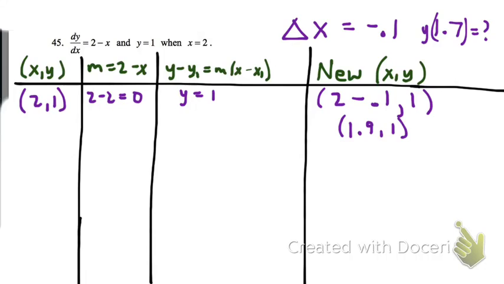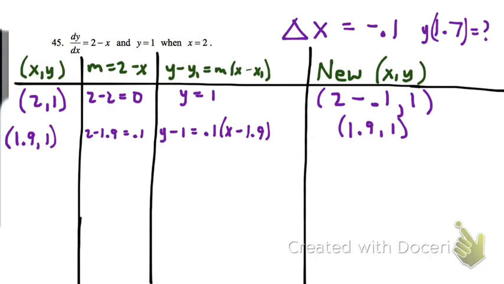So we have the coordinates 1.9, comma 1. That's where we are currently at, and eventually we'll be at 1.7. And again, our slope depends on x. So 2 minus 1.9 is 0.1. That's our current slope. Our current y value is 1, the slope is currently 0.1, and the current x value is 1.9.